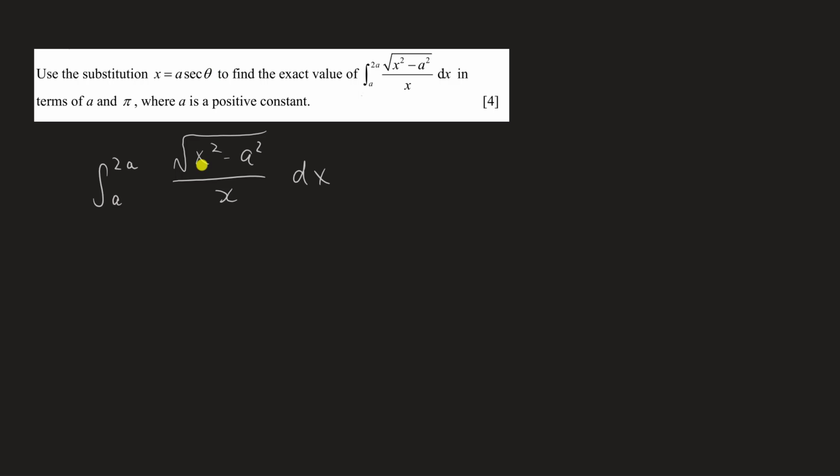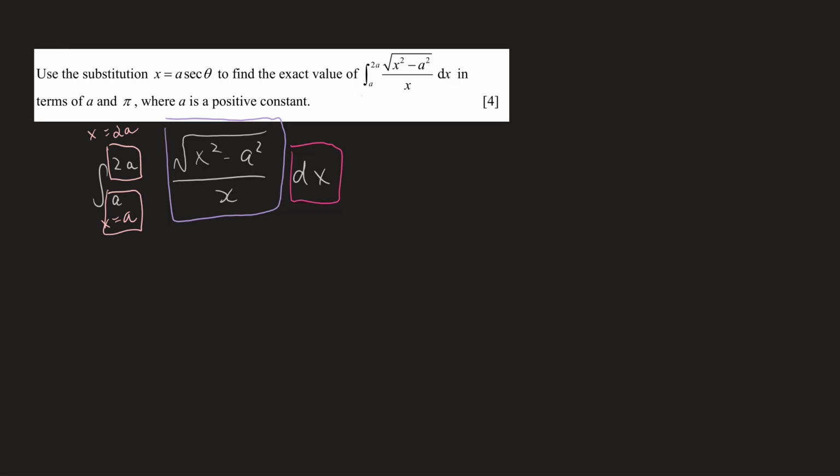There are three places where x occurs. First of all, the content, the function itself. We will need to substitute this away for theta. Second item is these boundaries. These boundaries are x values. In other words, we are integrating from x equals a to x equals 2a. We also have to substitute them away. Third item is what we are integrating with respect to. From dx, we need to change to d theta.